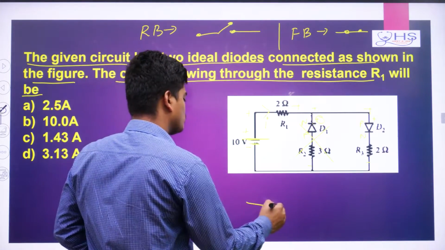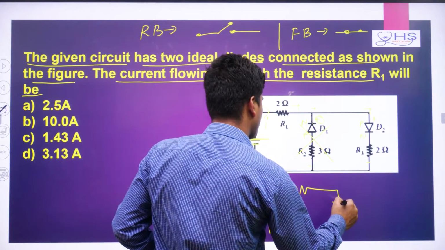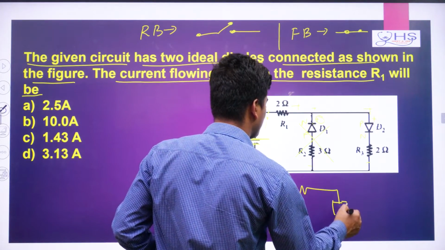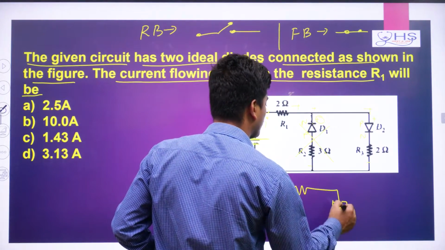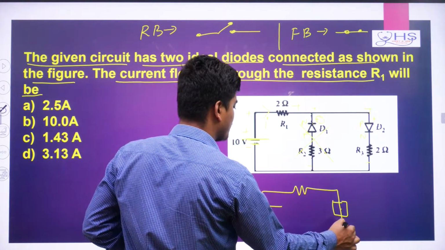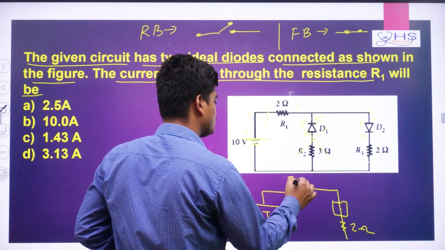Now I can draw the final circuit. The circuit is like this, and here we are just removing this diode. The diode was there, but I am removing it and making a circuit like this. Now here I have a resistance. This resistance is 2 ohm, and this resistance is 2 ohm.